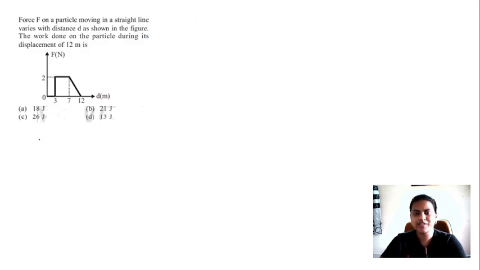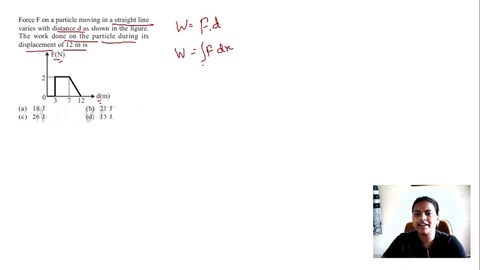Now let's move to the next question. Force F on a particle moving on a straight line varies with the distance as shown in this figure. The work done on the particle during this displacement of 12 meter is. In this case, there is a graph between force and distance, and we have to find the work done. So work done is equal to F into d, or I can write F into the change in displacement, and when we integrate it from x1 to x2, we get the work.